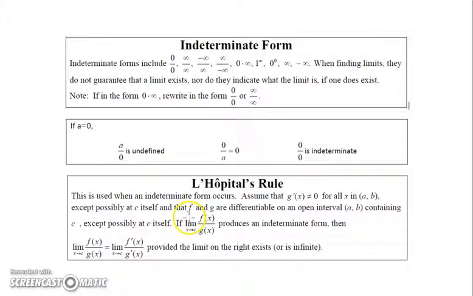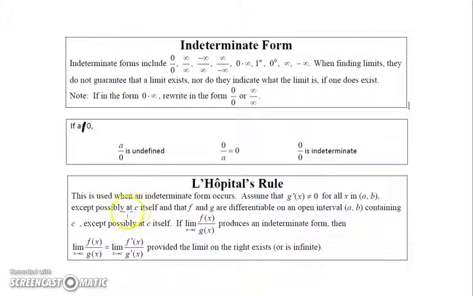Now, something that I want to point out: if a is not equal to 0, it's one of these, sorry, that's what it should say. If a is not equal to 0, then a number over 0 is undefined, 0 over a number is 0, and then 0 over 0 is one of these indeterminate forms.